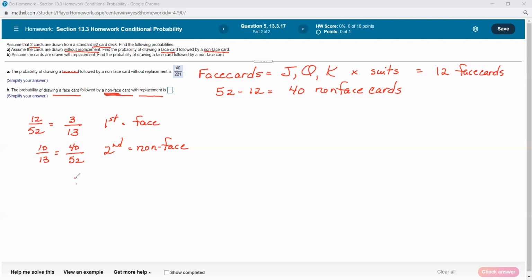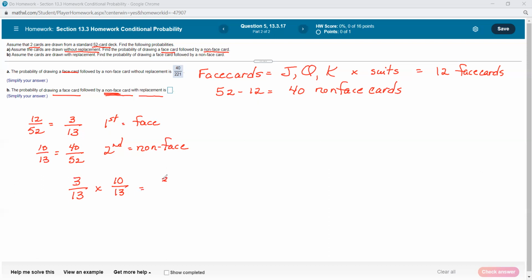So to do both of these things, we've got a probability of 3 out of every 13 cards is a face card. That makes sense because there's 13 in a suit. 3 of them are face cards. The probability the second time of a non-face card is 10 out of 13. Again, there are 10 non-face cards out of every suit of 13 cards.